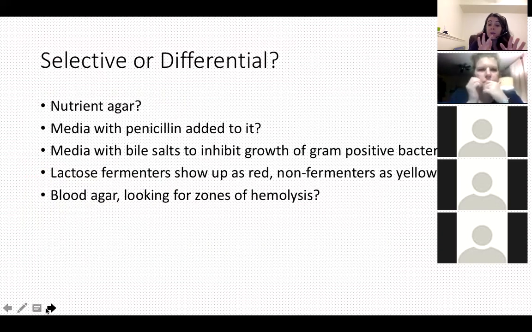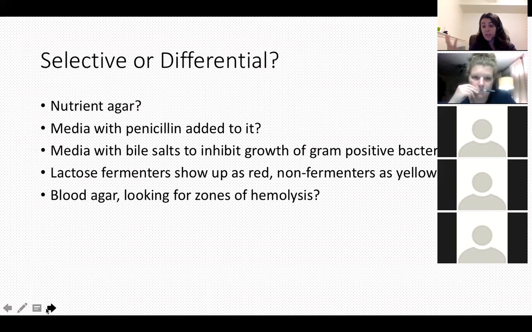Okay, so now I want you to tell me whether the scenario that I've listed involves selective media, differential media, both, or neither, based just on the information that I'm giving you here. So you're doing something involving nutrient agar. Is it selective, differential, neither, both, just based on what I'm telling you? And I know this stuff is tricky. Unit 2 is hard. I'll give you guys a minute to think about it.